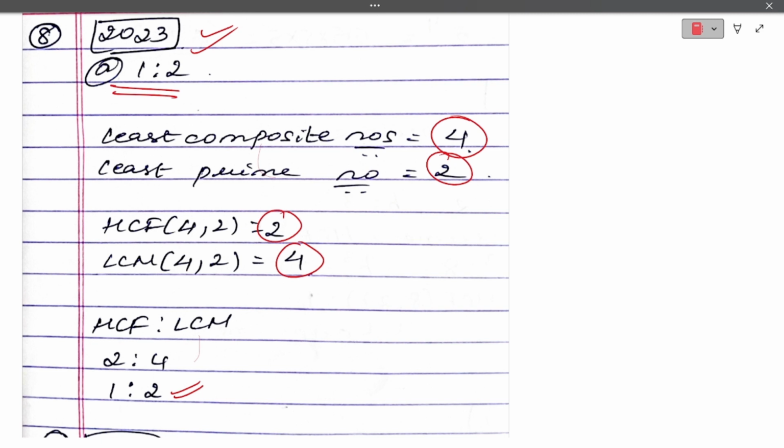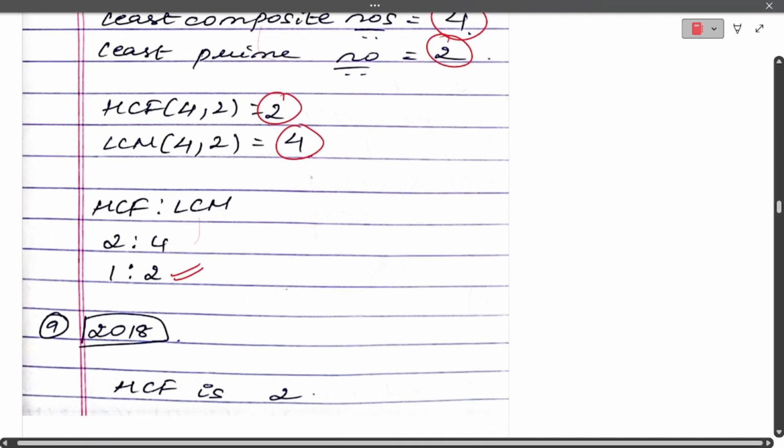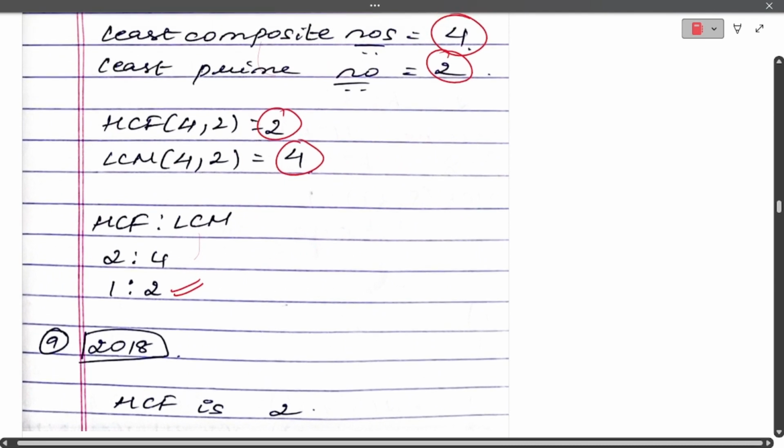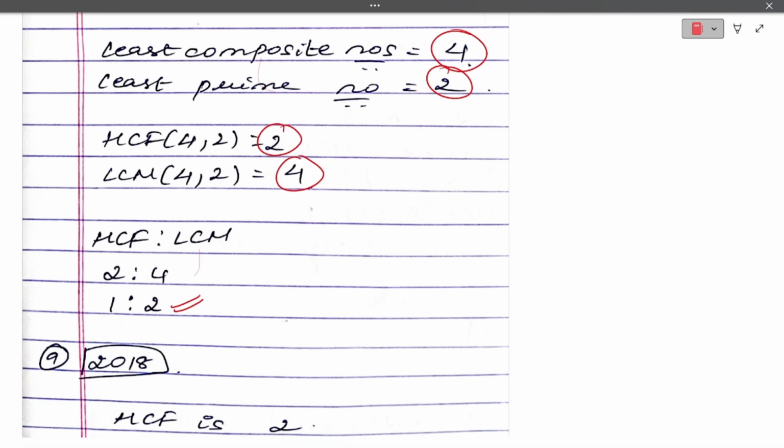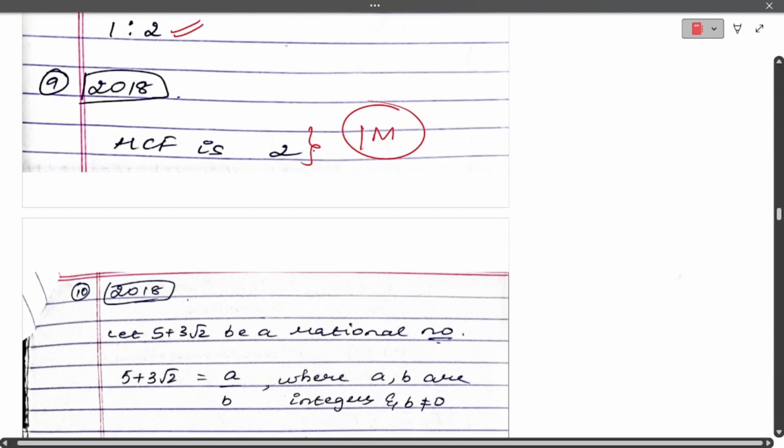Next also we have a 1 marker theory question. This was asked in the year 2018. Let me read out the question. What is the HCF of the smallest prime and the smallest composite? We know the smallest prime and smallest composite from question number 8: least composite is 4, least prime is 2. HCF we found to be 2. Just write the same. Here you get 1 mark. The question is very simple and the answer is also simple.